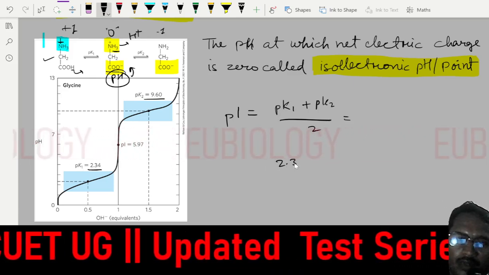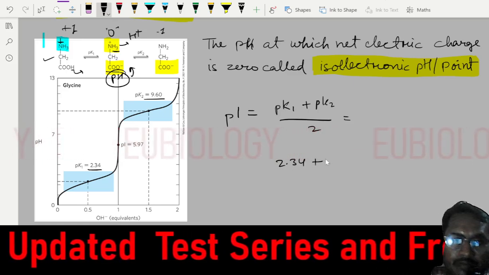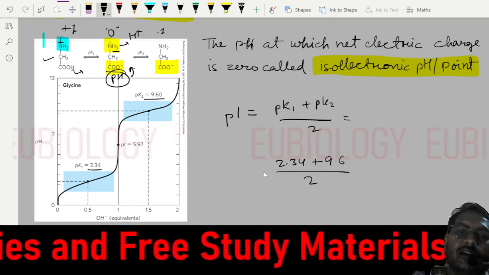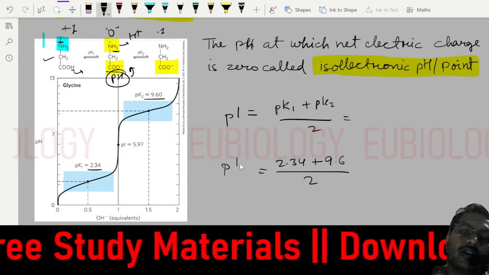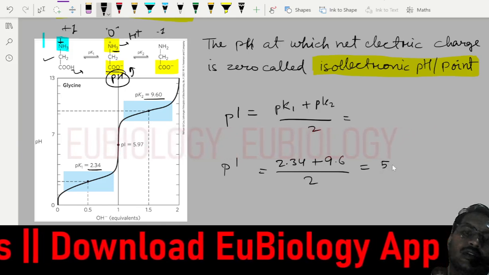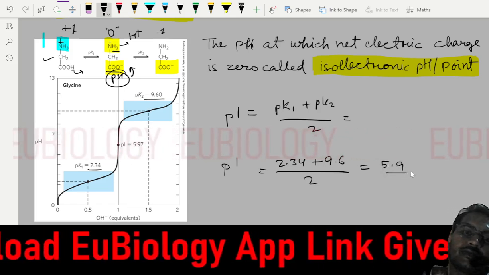It is written there only, 2.34. And what is the pK2 value? It is 9.6 only, and divided by 2, what will you get? The isoelectric point. It will be around 5.9 only.